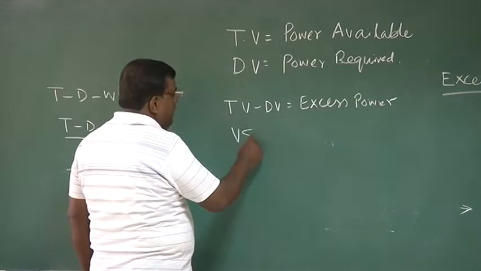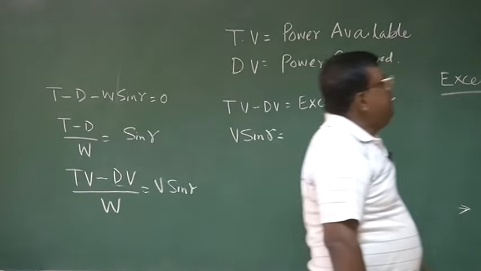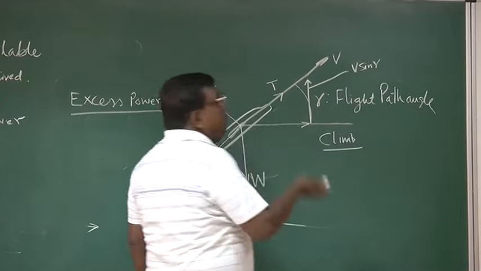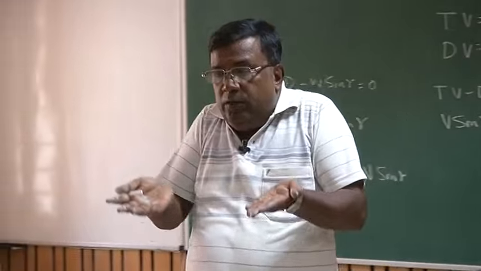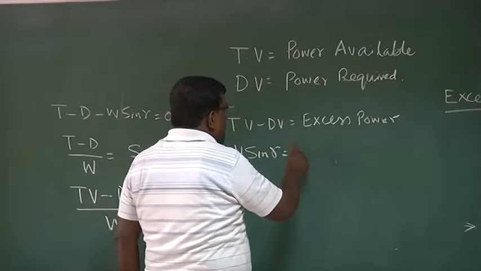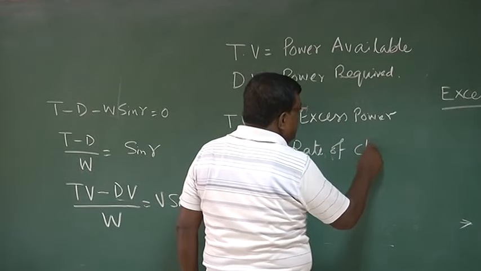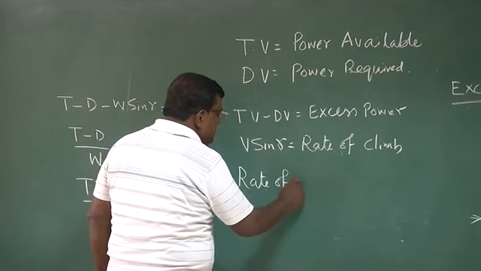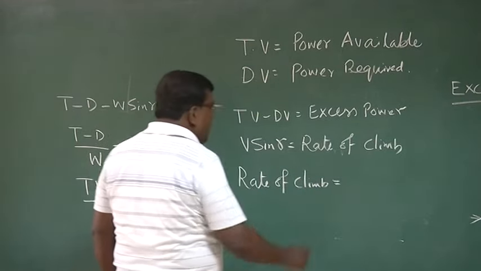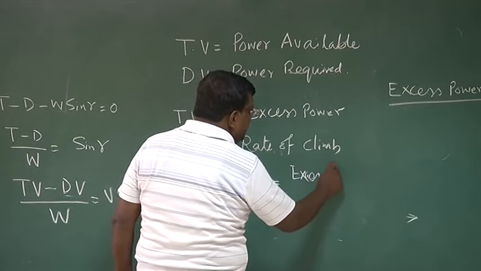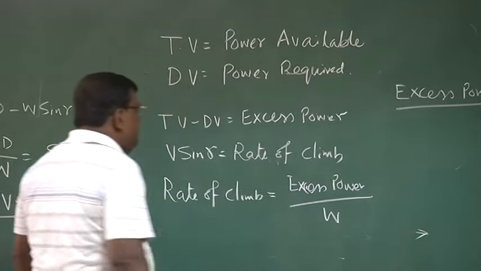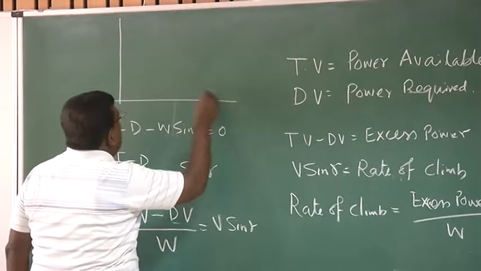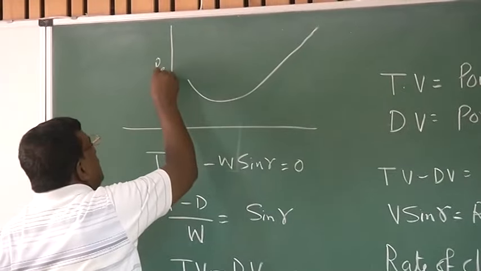So now, what is V sine gamma? See here, if this is V, I can resolve this into two components. V sine gamma is the vertical component. It is the speed at which the airplane is going up, and that is called rate of climb. So now if I use this equation, I can write rate of climb equal to excess power divided by W.